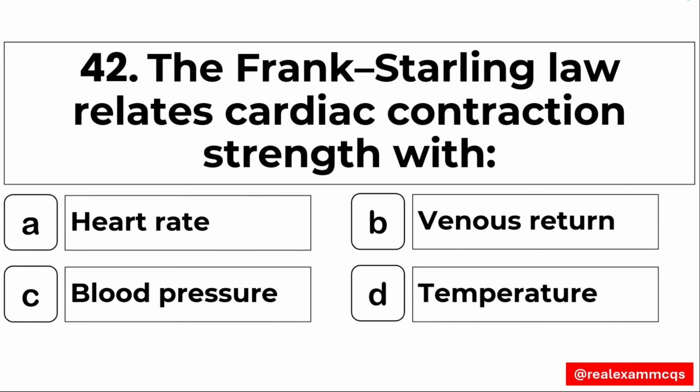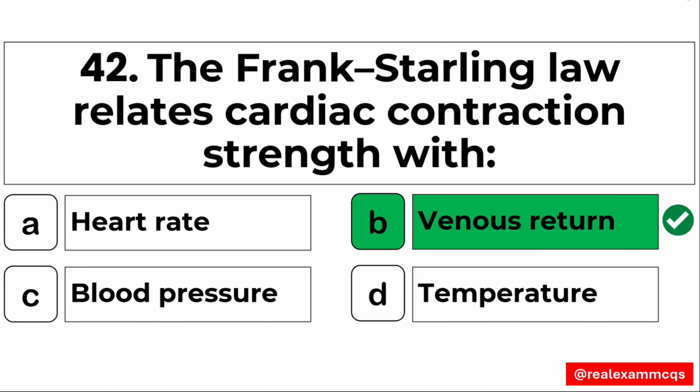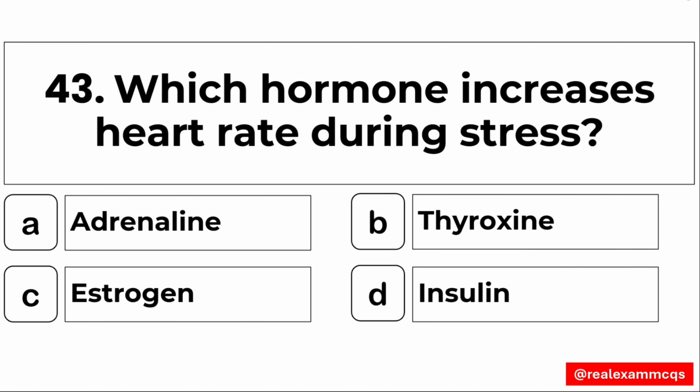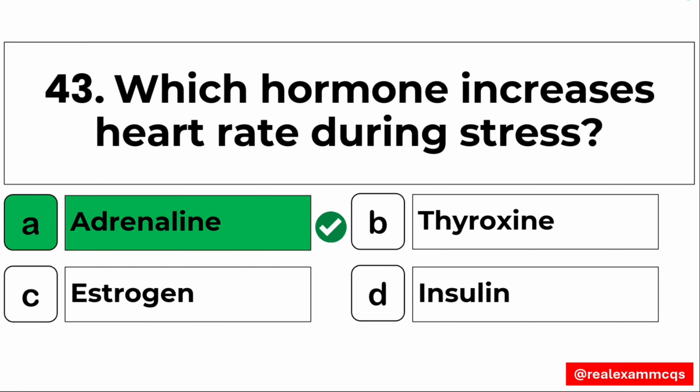42. The Frank-Starling law relates cardiac contraction strength with. Option B. Venous return. 43. Which hormone increases heart rate during stress? Option B is the right answer. The adrenaline.